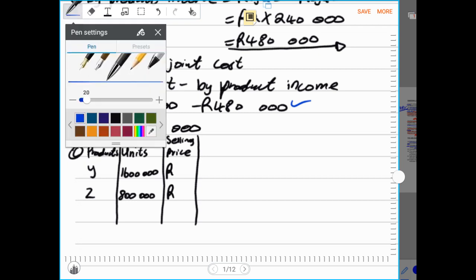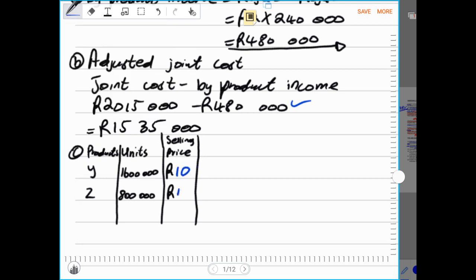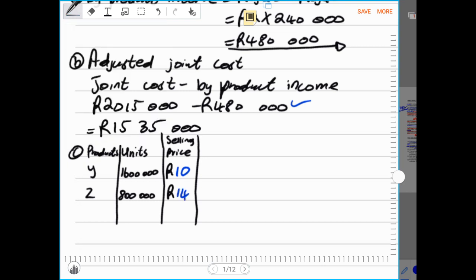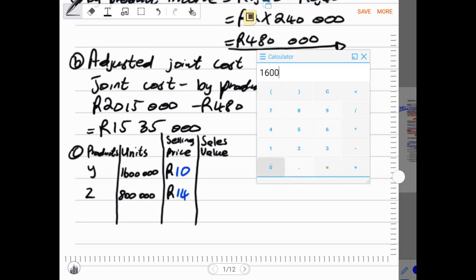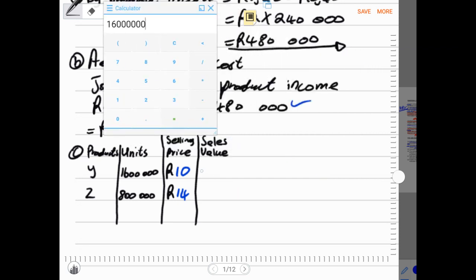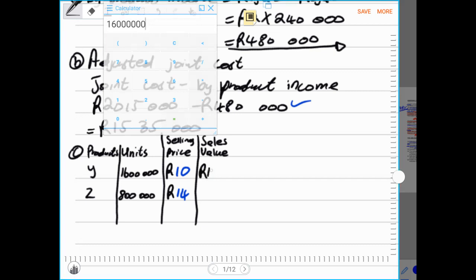Then now we have to multiply the two, and after we multiply the two, this will give us the total of the hypothetical market value or the sales value. The sales value or the market value. Then our market value will be 1,600,000 units times 10, and this will give us 16 million rands.